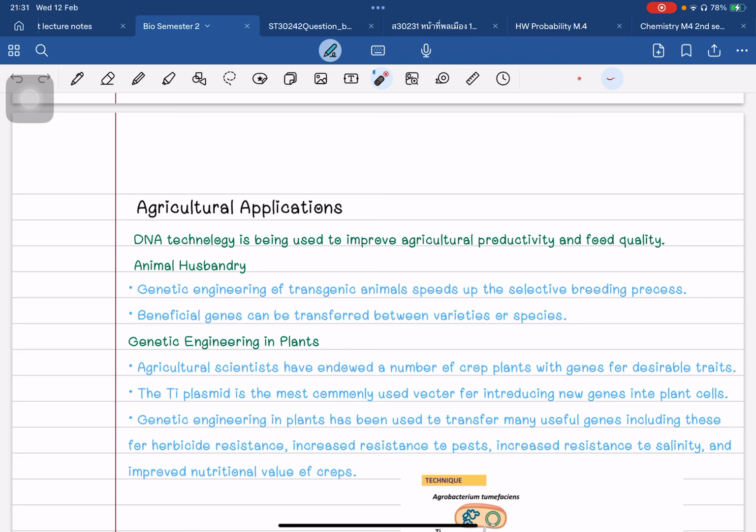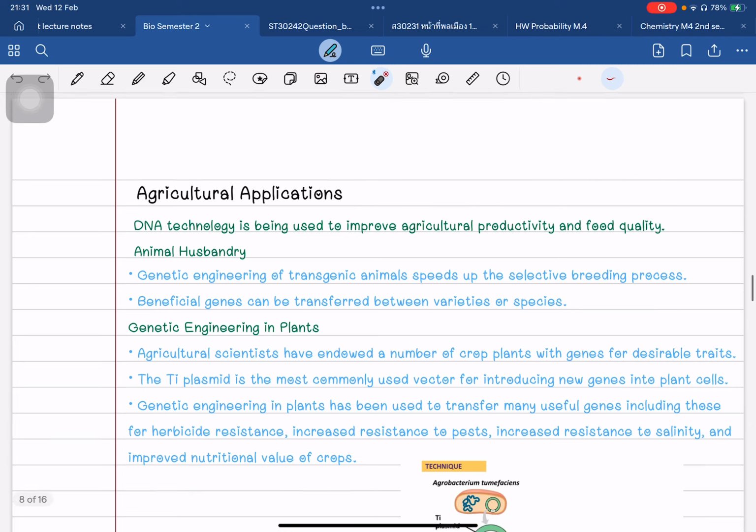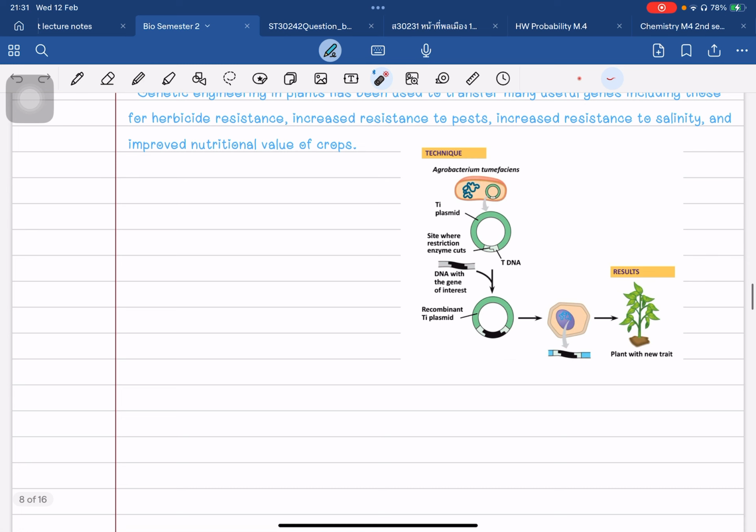genes for desirable traits. The Ti plasmid is the most commonly used vector for introducing new genes into plant cells. And genetic engineering in plants has been used to transfer many useful genes, including those for increasing resistance to pests and others.